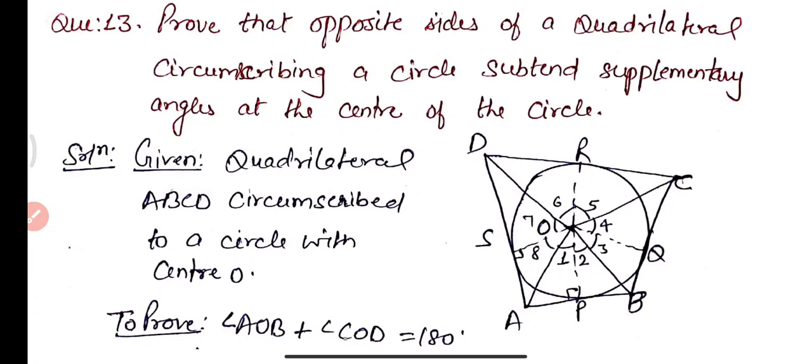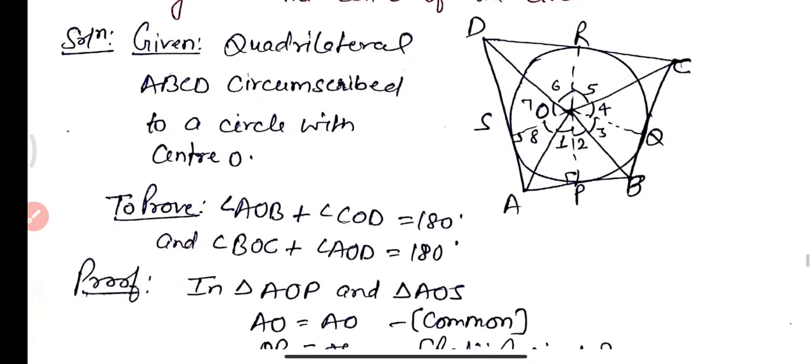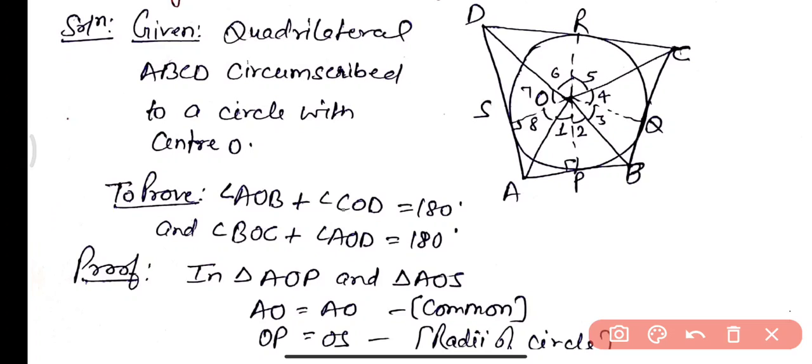So keep in mind, supplementary angles are those angles the sum of which equals 180 degrees. So when the sum of two angles becomes 180 degrees, the angles are called supplementary angles. Keep in mind. So here in the quadrilateral ABCD, that is circumscribed to a circle with center O, we are given, and we need to prove that opposite sides subtend supplementary angles at the center.